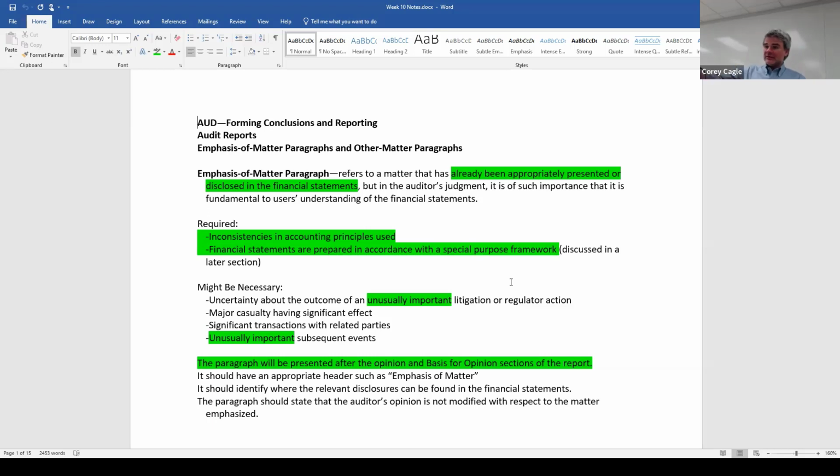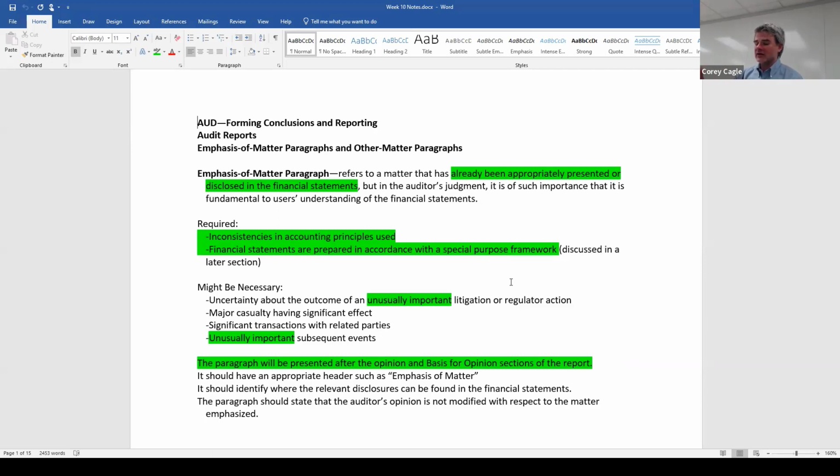So with these little paragraphs, we are referring to matters that have already been appropriately dealt with in the financial statements. Emphasis of matter is for things that are appropriately there in the financial statements or in the notes. That's the key difference in the emphasis of matter versus other matter paragraph. Emphasis of matter is going to emphasize something that is appropriately in the financial statements, and we're going to highlight it in a way, and we're going to refer to it.